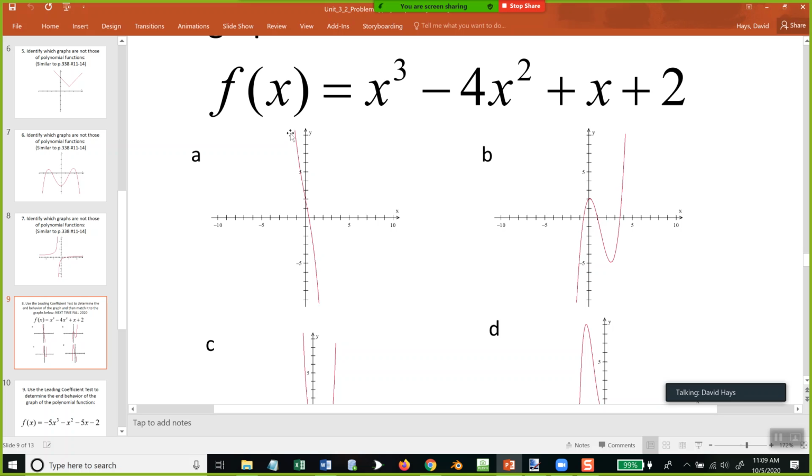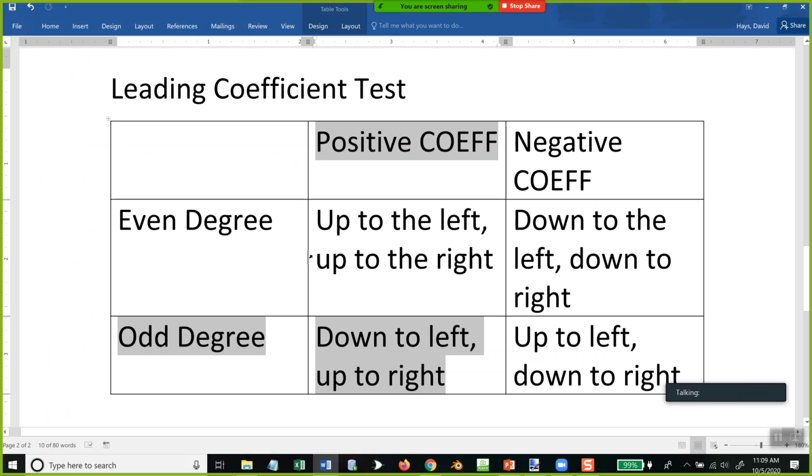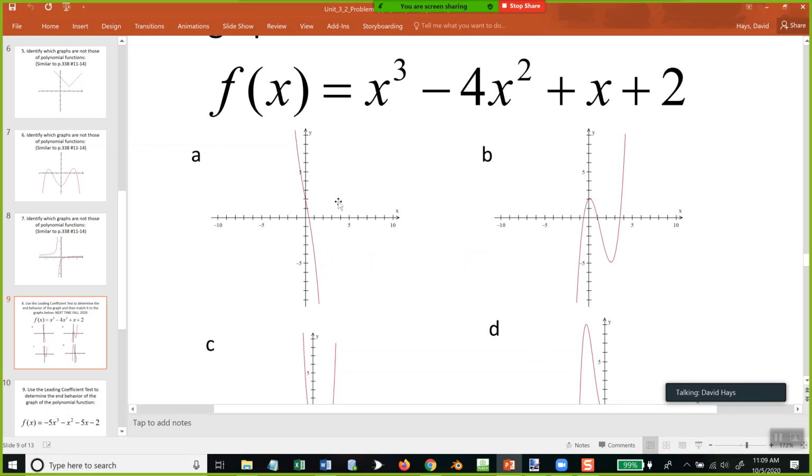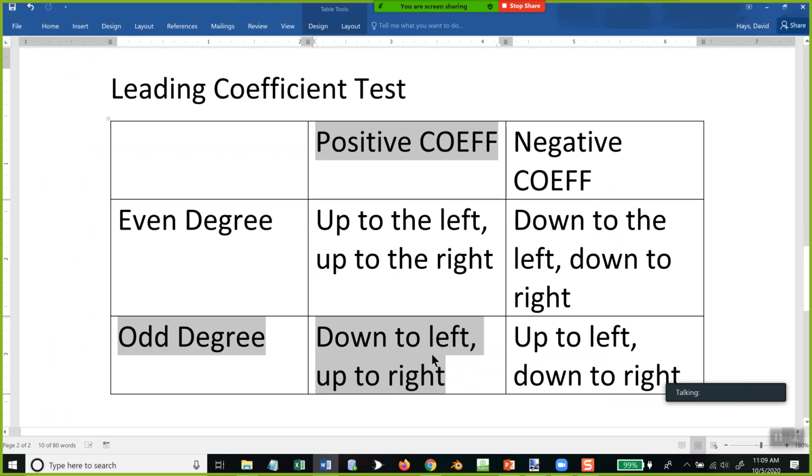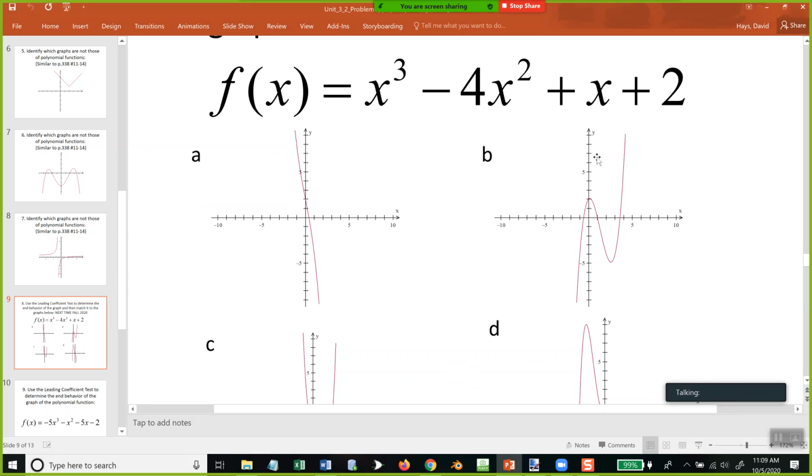Can't be this one. This one's up to the left. What did I say? Down to the left. Okay. Yeah, this is up to the left. B, down to the left, up to the right. So B would be our graph.